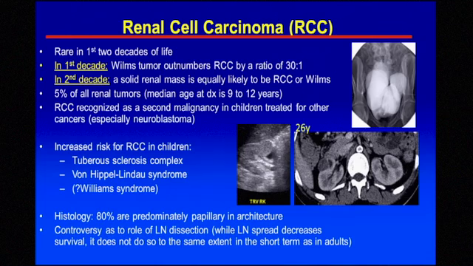80% of children with this condition have the papillary form, and it's really controversial as to the role of lymph node dissection in these patients. While lymph node spread decreases survival, it does not do so to the same extent, at least in the short term, as that of adults with the condition.